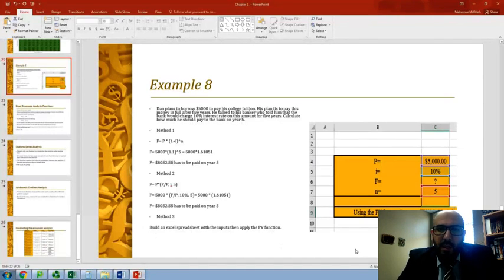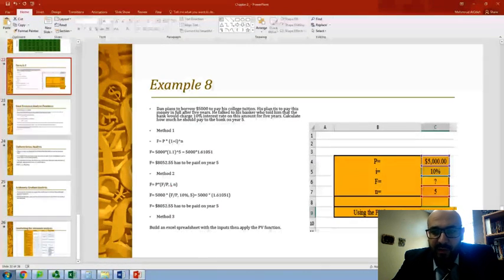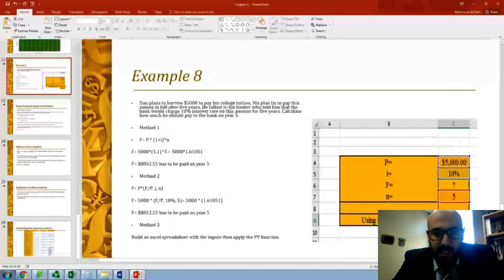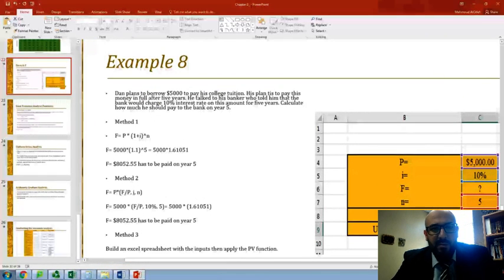Okay, hello again. In this example, I will show you how to use the interest rate tables to calculate the present value or future value, depending on the example.